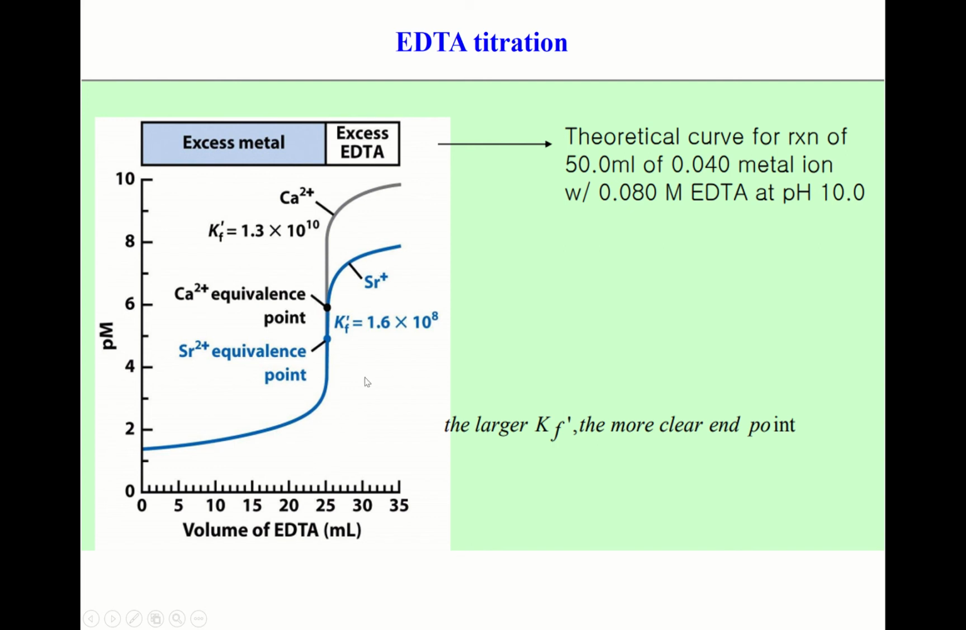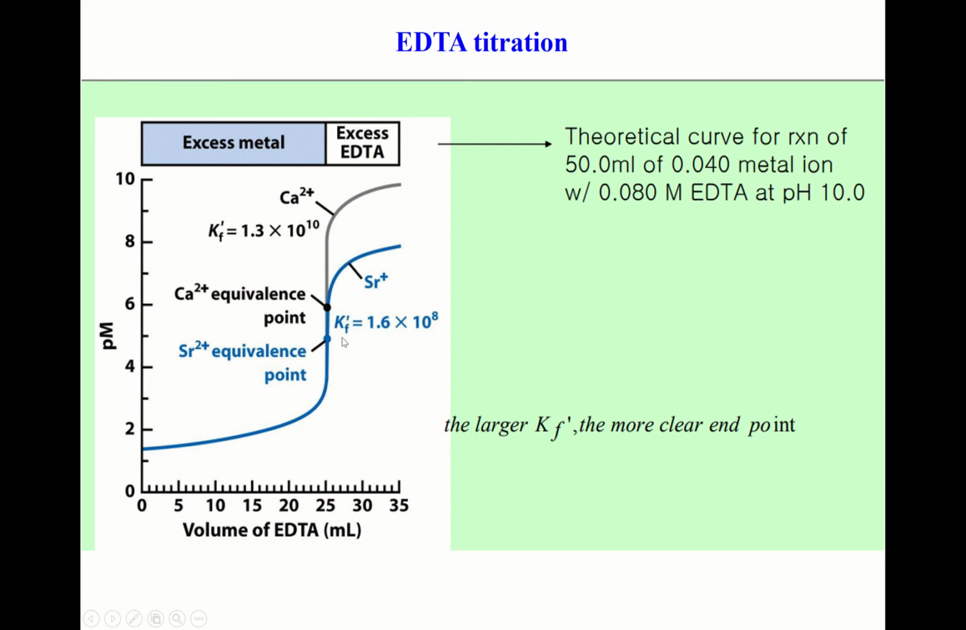The small effect appears in the jump distance. Kf prime at pH 10 for this strontium ion is 1.6 times 10 to the 8. Since this is quite small, maybe 100 times smaller than the calcium case, the part before the equivalence point gives the same curve, and then it suddenly jumps. But this jump distance is smaller than in the calcium case. So we can conclude that a better titration curve is obtained with a high formation constant.